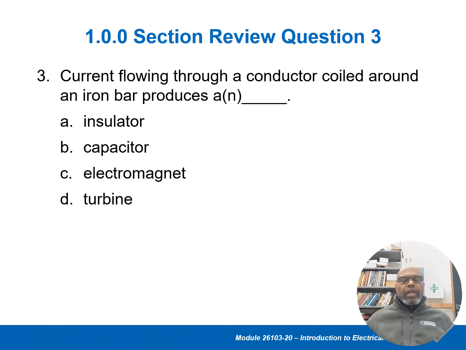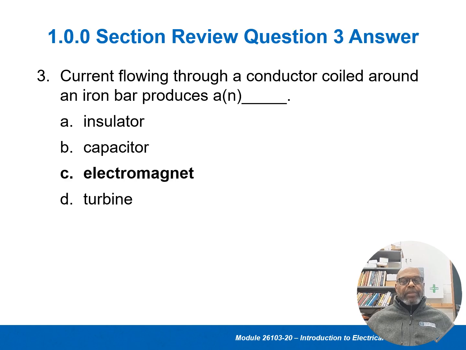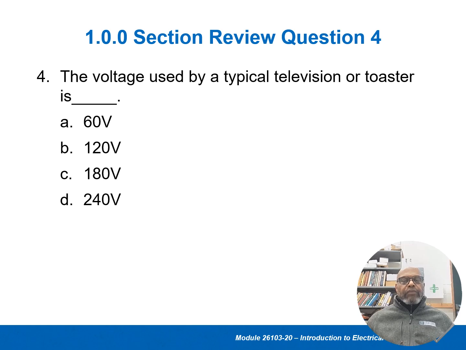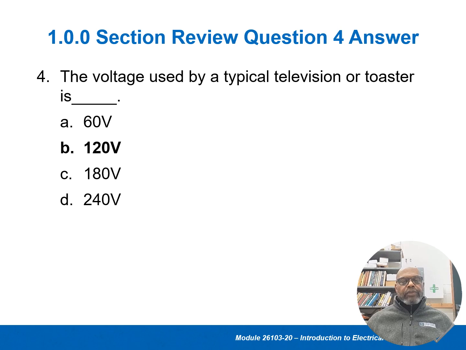Next question. Current flowing through a conductor coiled around an iron bar produces a blank. It becomes an electromagnet. The voltage used by a typical television or toaster, which you find in a house and is the most common voltage we use from receptacles or light circuits, would be 120 volts.